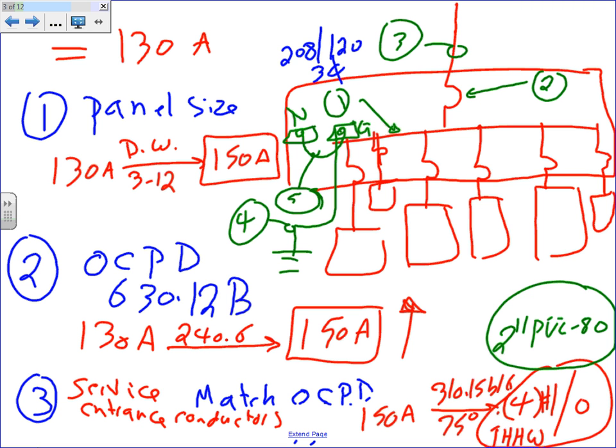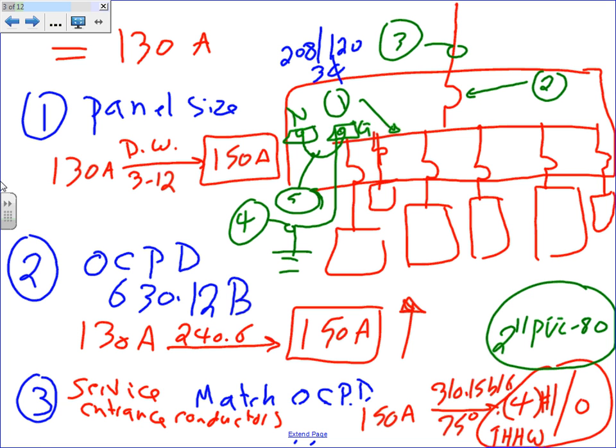You have to convert them. 130 amp three-phase, guys, is completely different than 130 amp single-phase. Everybody knows that. 130 amp three-phase 208 is completely different than 130 amp 208 single-phase. So to add them up, we have to either convert to kVA or convert to amps. Any question, guys, about this?